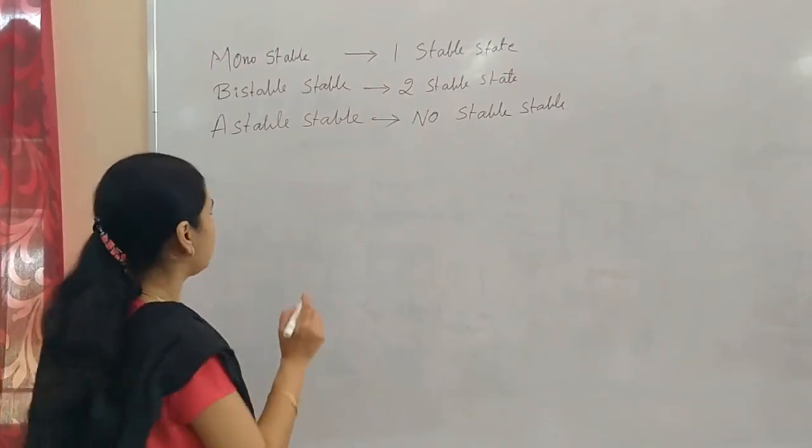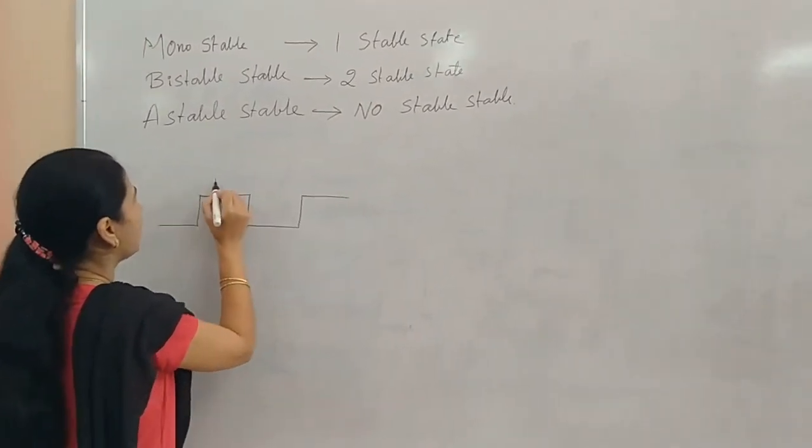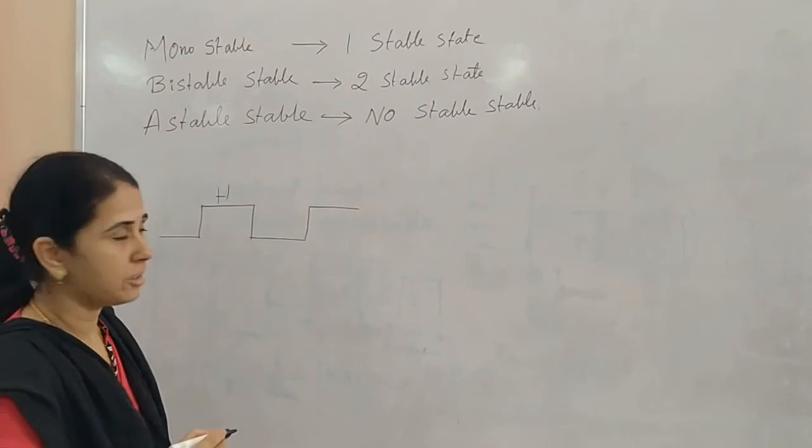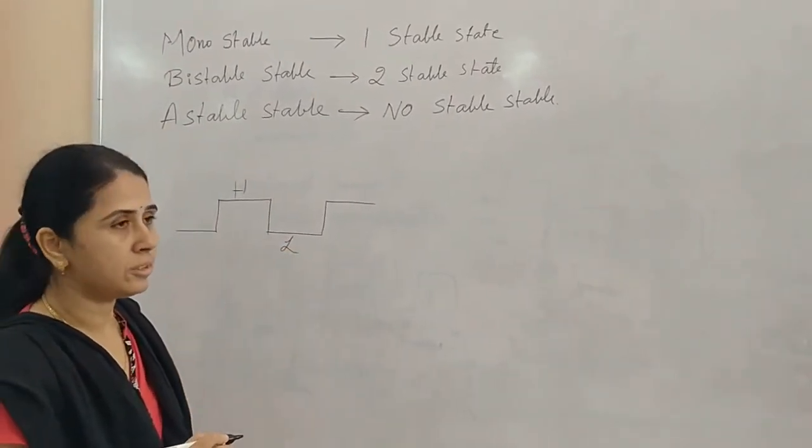We have two states. What are the two states? High state and low state. This is called the high state, making a transition to high, and this is the low state. This is a pulse, a digital pulse.